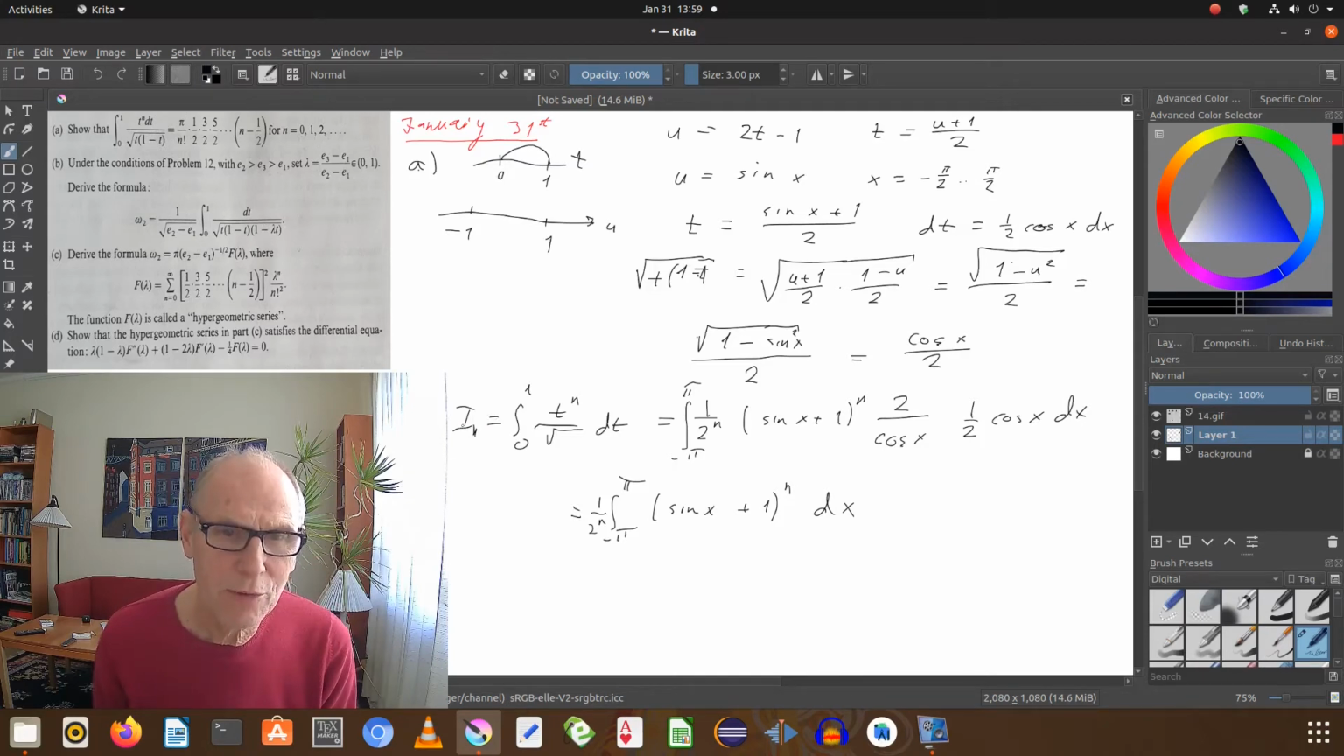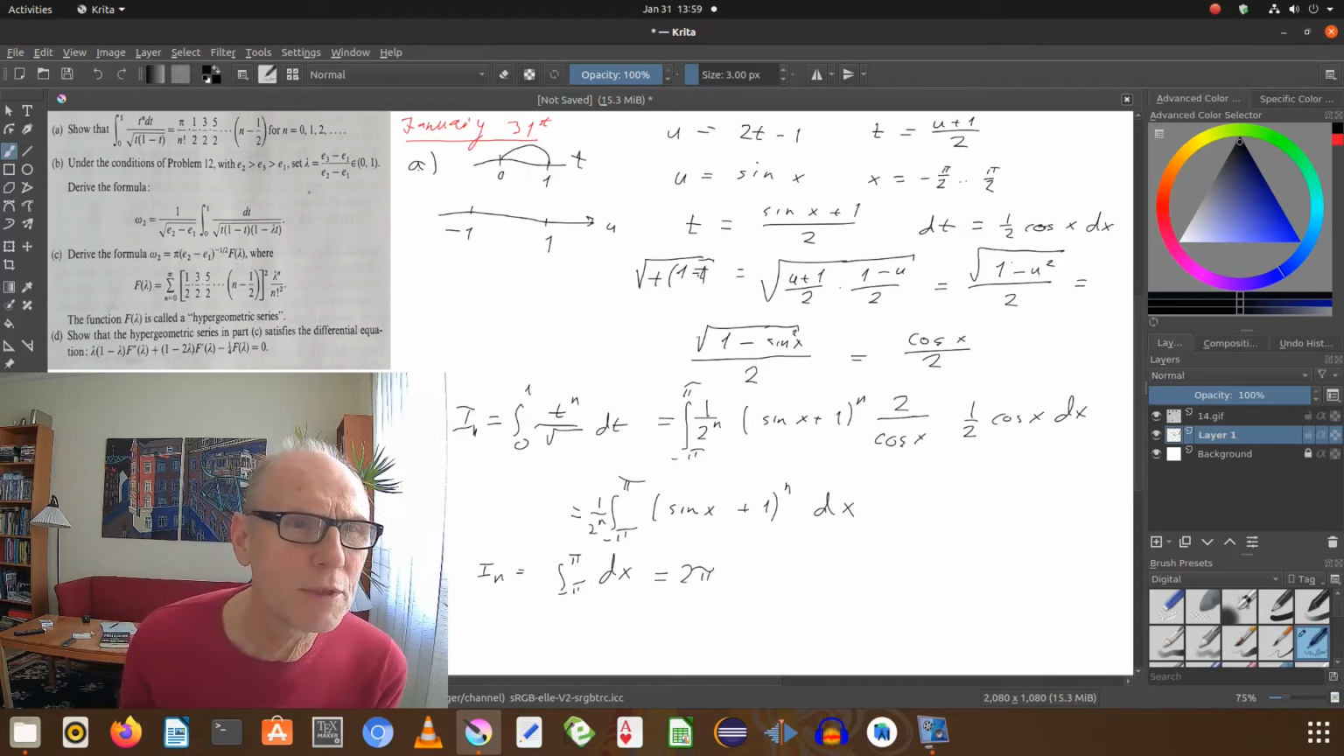Now we call this I_n. I had a feeling all the time we would be using induction. So I_n. So I get 2 pi. Does that agree with the result? N is 0, so it's pi. They say it's minus a half pi, minus 1/2 pi.